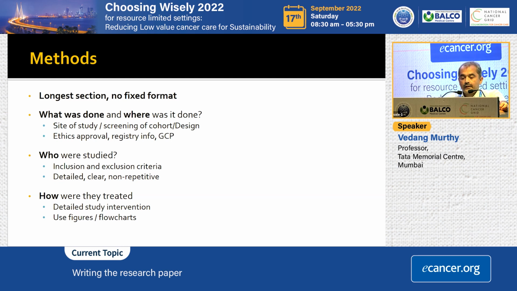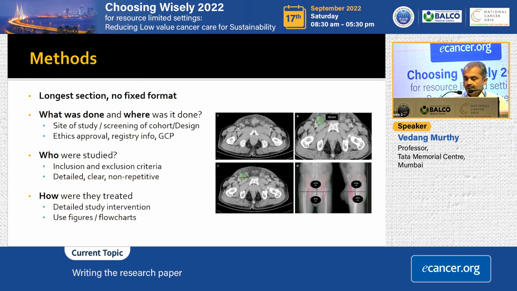And give detailed information about what treatment was given, using a lot of figures and flowcharts. Sometimes methodologies can be complicated, so you can use figures that will really help the readers to understand, keeping the word limit in place. My tip here while writing the methods: it should be detailed enough that your peer who is in the field should be able to reproduce what you have done by just reading the details in the paper.